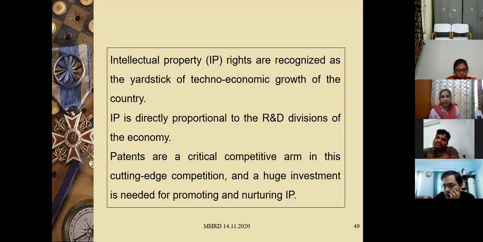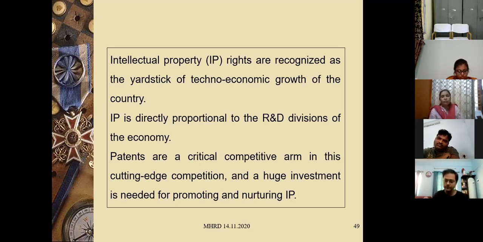Then IP is directly proportional to the research and development divisions of the economy. It's not that you do the research, publish and just be satisfied. The R&D institutes are also involved in exploiting and disseminating that information. For example, you have all the CSIR labs all over the country, and our own CFTRI in Mysore also has a lot of patents filed for various technological inventions.